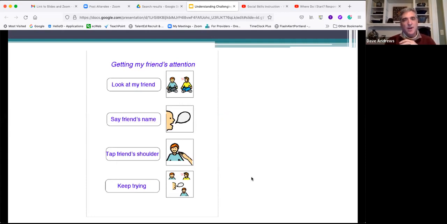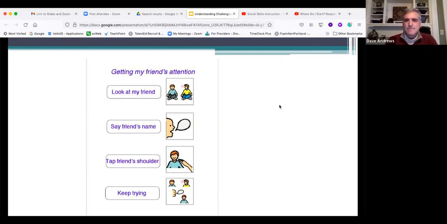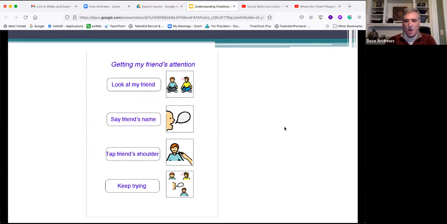But we really do need to break down the skill and we need to use visual supports. So that's what this visual is about: getting my friends' attention. And there are many social skills that we can break down to share and to teach every child. So we also have visuals for sharing a toy or for asking for a toy. So there are steps that can be broken down, and we need to break it down and we need to scaffold in order for all kids to learn this skill.